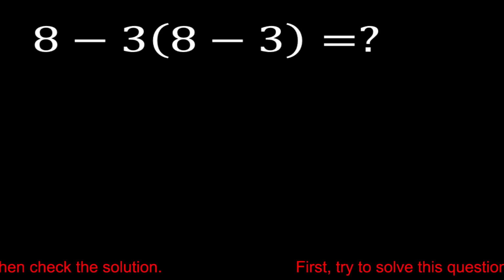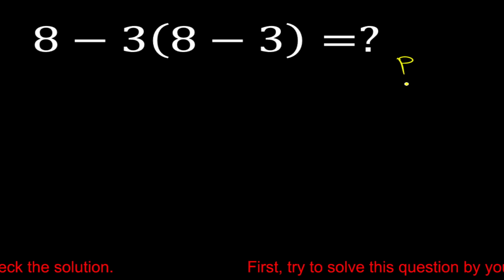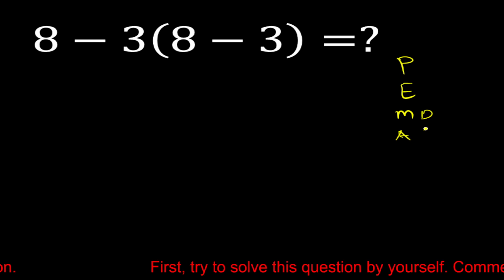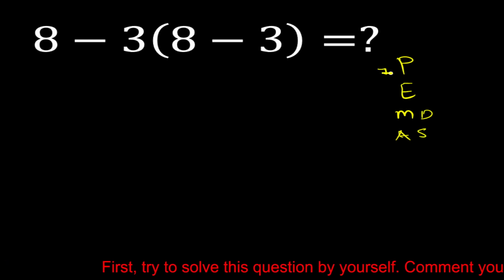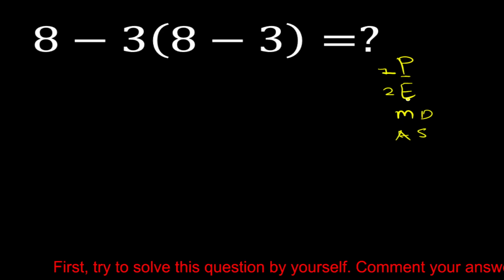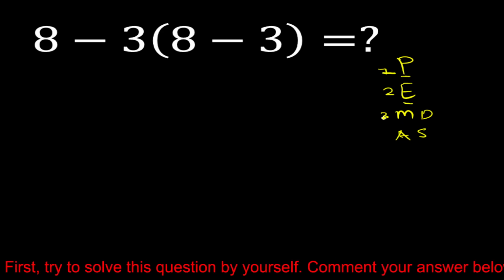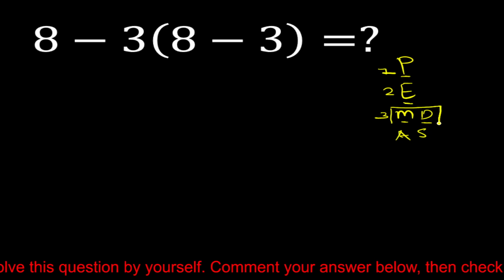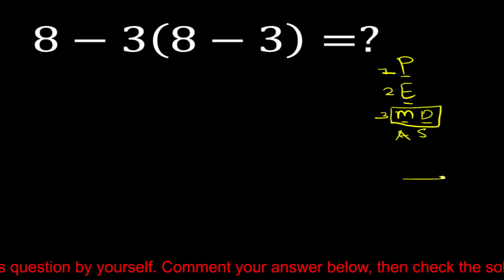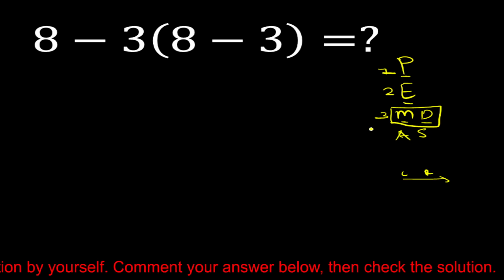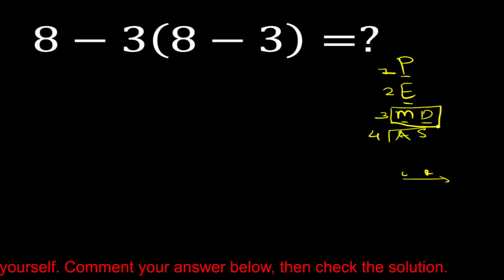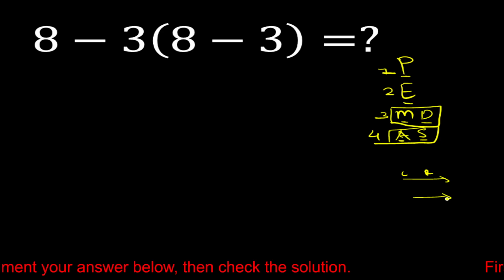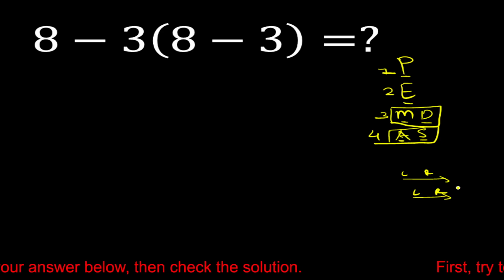Okay, PEMDAS. According to PEMDAS rule, first priority is parenthesis, second priority is exponents, third priority is multiplication and division. Here multiplication and division both have equal priority, so we have to solve it from left to right. Fourth and last priority is addition and subtraction. Also addition and subtraction both have equal priority, so we have to solve it from left to right.